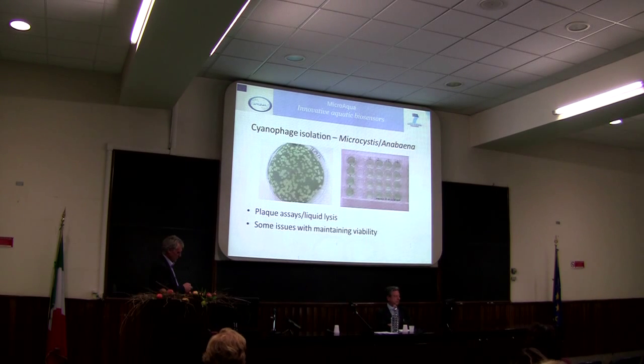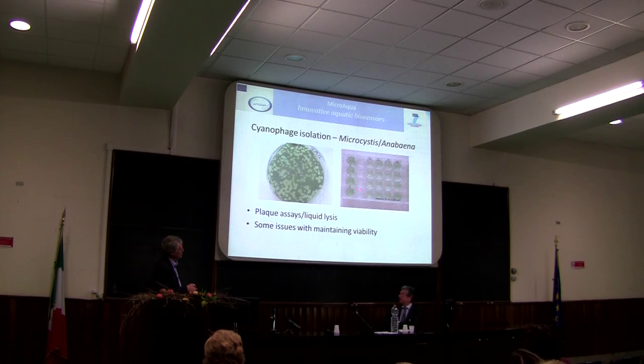And this is what they look like in real life, just to show that we can actually do it. So this is a lawn of Microcystis, and here are plaques that have developed on the lawn after exposure to these water samples. Of course, not all cyanobacteria can be grown on plates in this way, so sometimes we have to isolate the viruses in liquid cultures. And again, you can see here, this is a control, and then this is a dilution series from the water column.